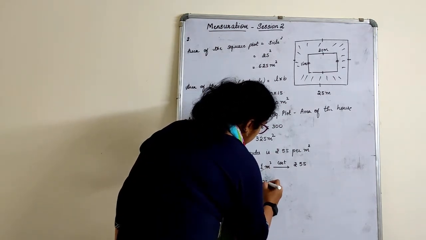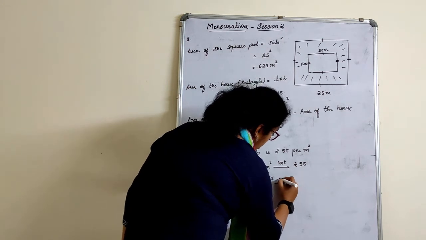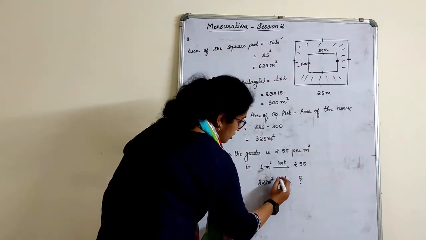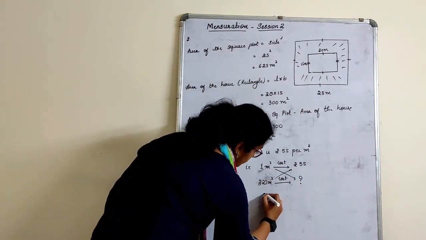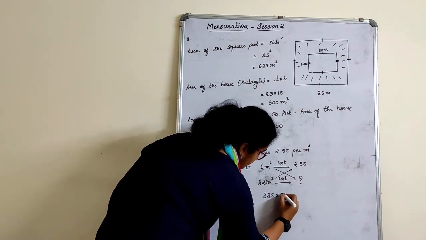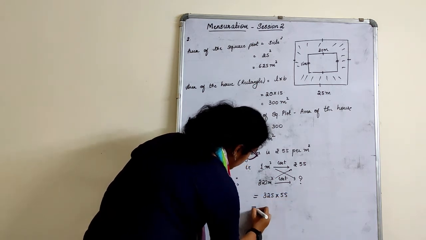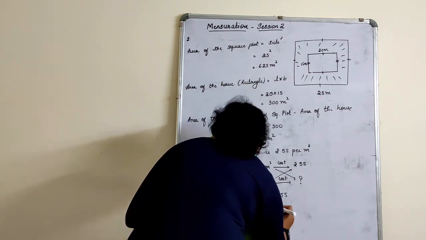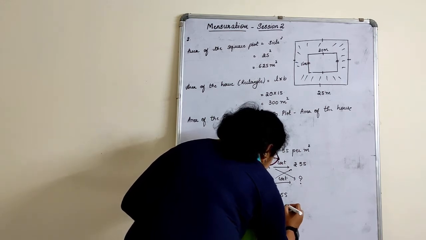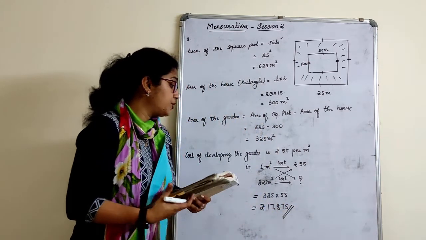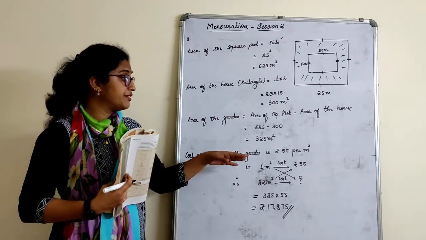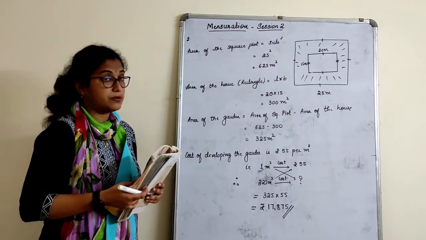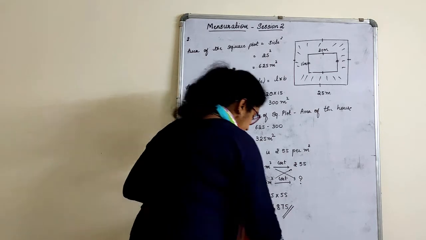Therefore, if it is 325 meter square, what is the cost of developing? Right? This is how we do. Cross multiply. 325 into 55, when you multiply this, you get 17,875 rupees. Therefore, the cost of developing the garden at the rate of 55 per meter square is 17,875 rupees. This is how you are supposed to do it. We'll move to the next one quickly.